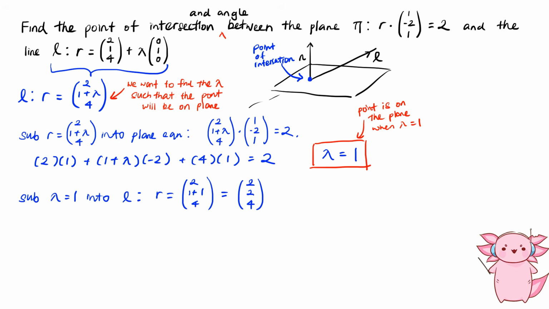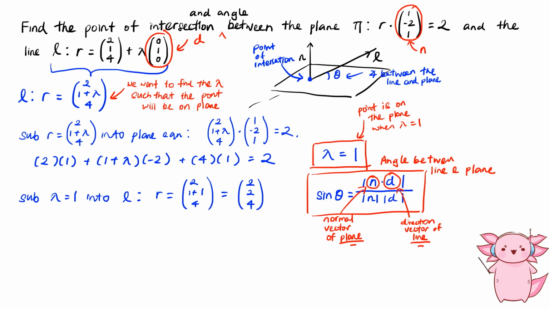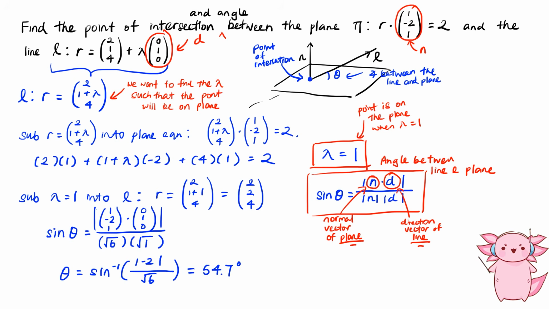There's also a formula to find the angle between the line and the plane, where it's the dot product between the normal vector n and the direction vector of the line d. And after working it out, it will give us the final answer of 54.7 degrees.